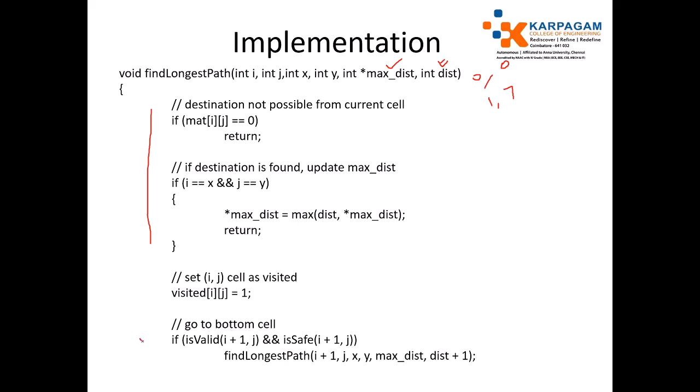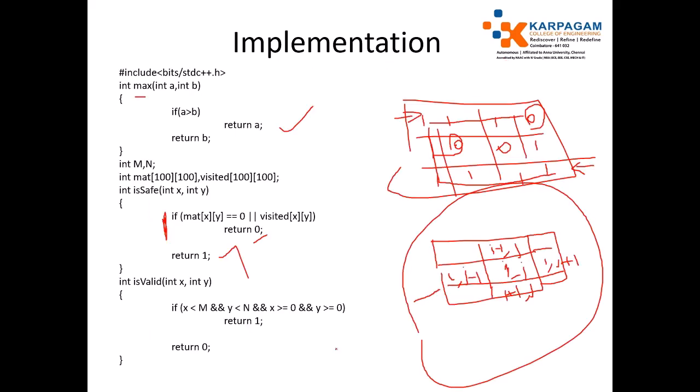This is for visiting the bottom cell. Bottom cell means we are going to the next row, that is i plus 1 comma j. That is why I mentioned I check before getting into the cell. I just check is valid i plus 1 comma j, and also you have to check whether it is safe, so is safe i plus 1 comma j. I already explained this. Next bottom cell means i plus 1 comma j. Now you are in the i, j position.